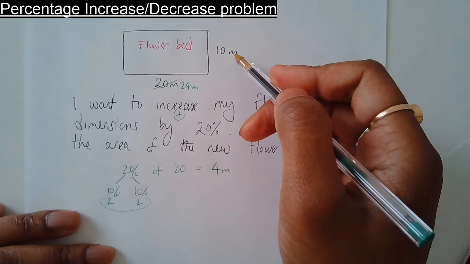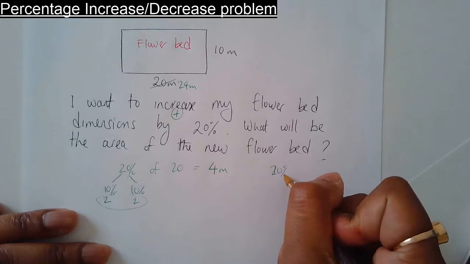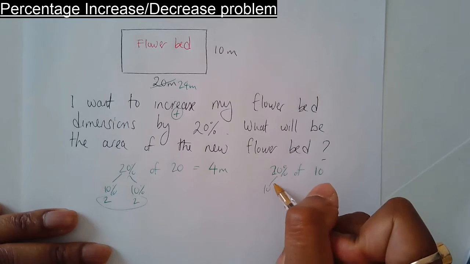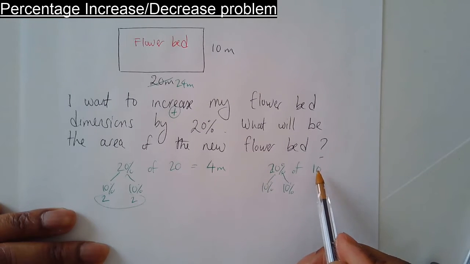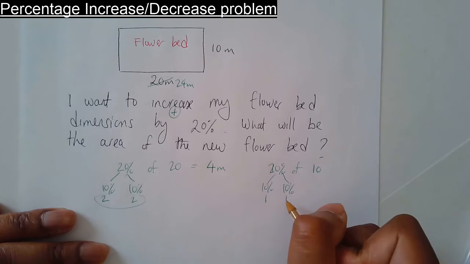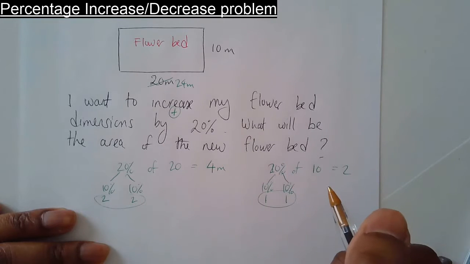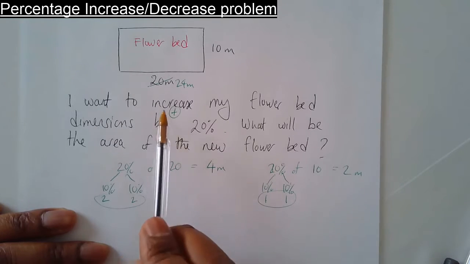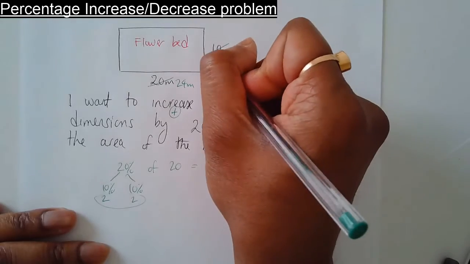Do the same thing with 10 meters. Find 20% of 10. Ten divided by 10 is 1. So 10% is worth 1, 10% is worth 1. That makes 2. Remember, increase means adding. So I've got to do 10 add 2. Makes 12 meters.